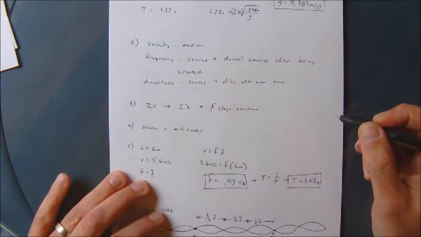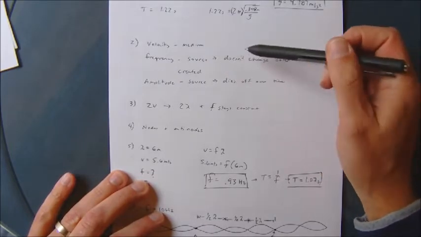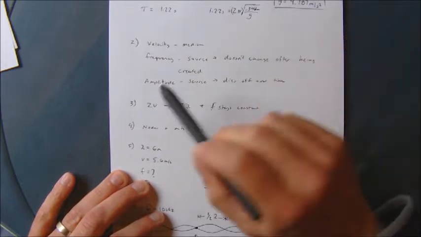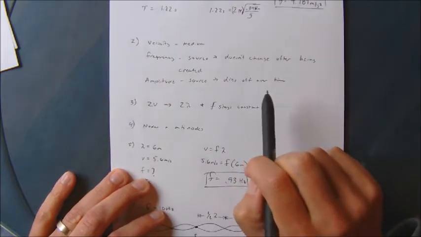Question 2, what controls the velocity? Medium controls the velocity. Frequency is controlled by the source, and remember that it doesn't change after being created. And then lastly, the amplitude. The source also controls that, although it does die off over time.